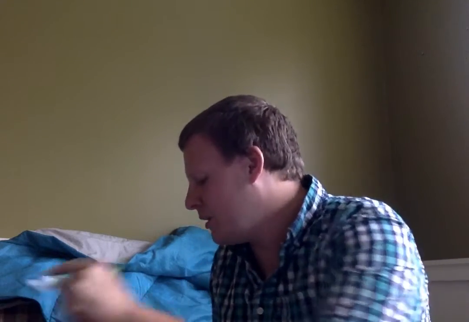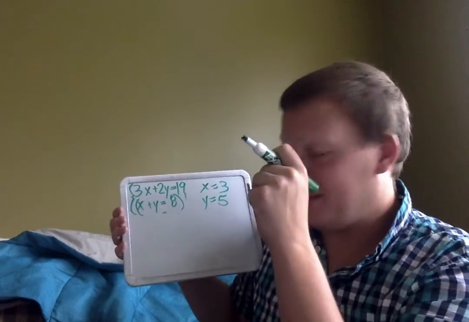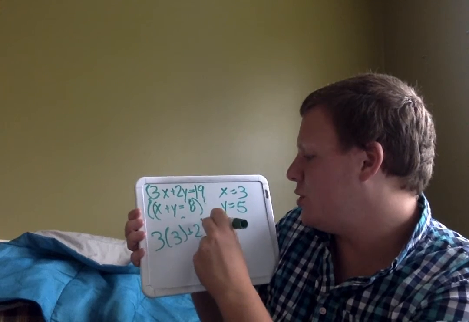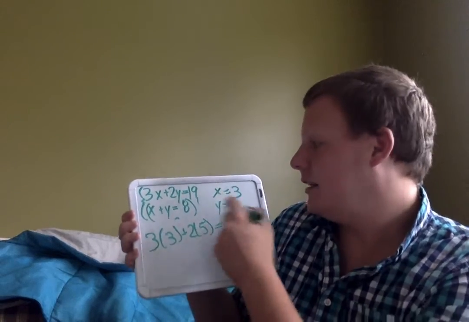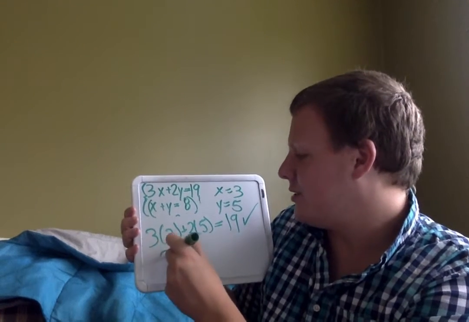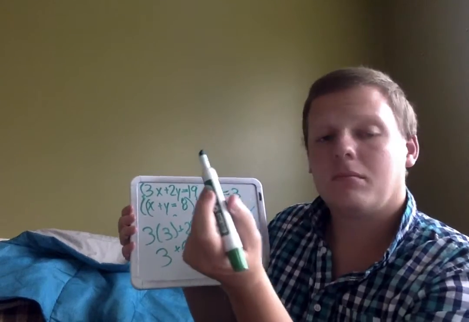Now, finally, we want to check this answer. We want to use our original equations and make sure that both equations are satisfied with the values we got of x equals 3 and y equals 5. So let's plug in the values we got. So we have 3 times 3 plus 2 times 5. 9 plus 10, that's 19. So first equation, we're good. Second equation, x is 3 plus y is 5 equals 8. Both equations are satisfied. We must be correct.